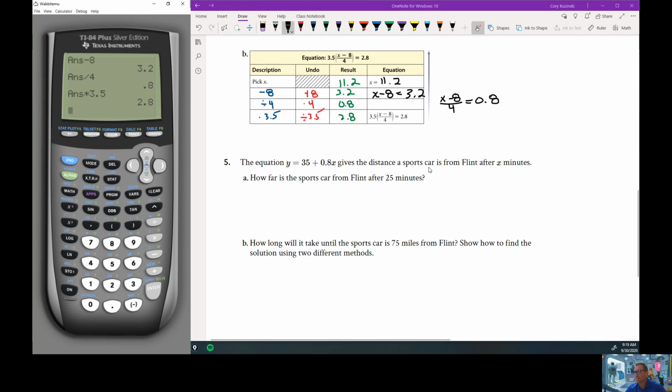All right, last one. This equation gives the distance a sports car is from Flint after X minutes. How far is the sports car from Flint after 25 minutes? There's a few ways we could do this. We could do it graphically. We could undo the table, or we could use this equation method here. I think I'll just plug it in.